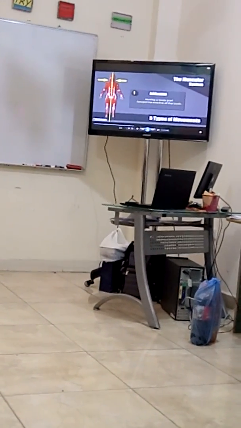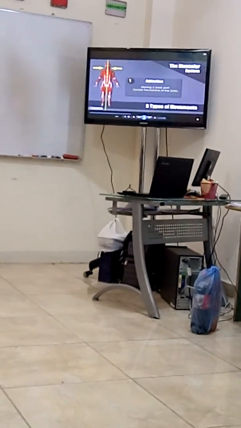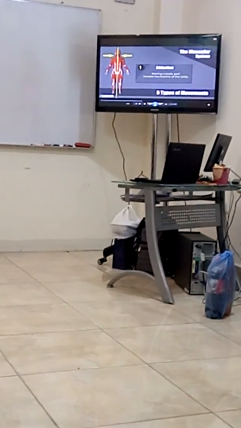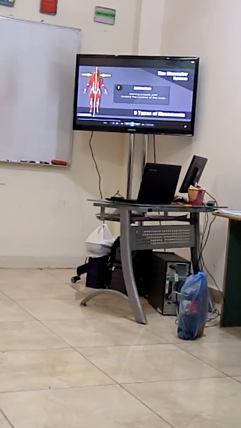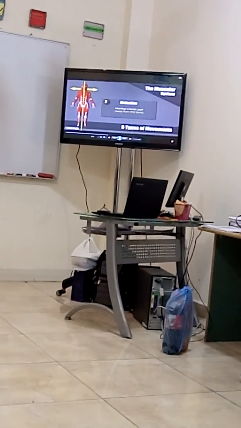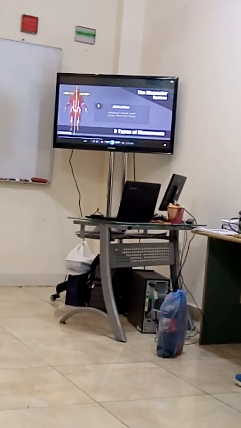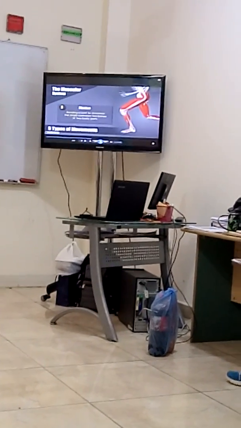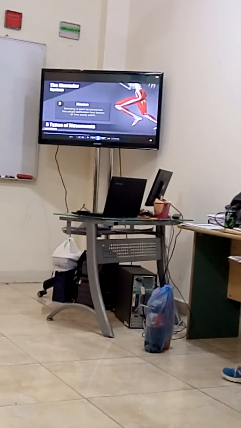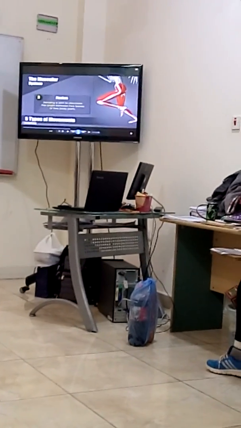Number 1, adduction. Adduction is the moving of a body part toward the midline of the body. Abduction is moving a body part away from the body. Flexion means bending a joint to decrease the angle between 2 bones or 2 body parts.